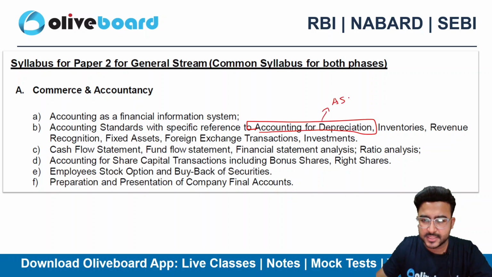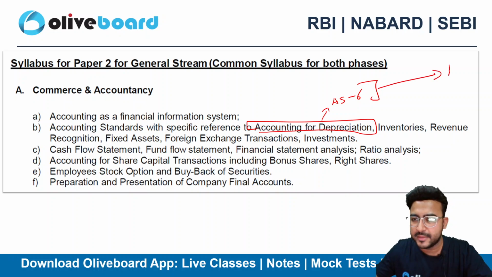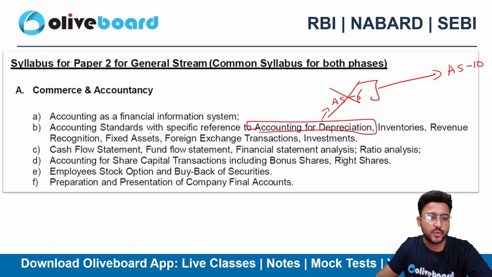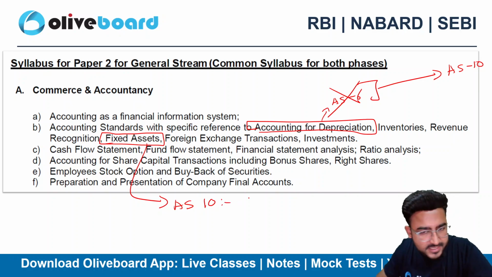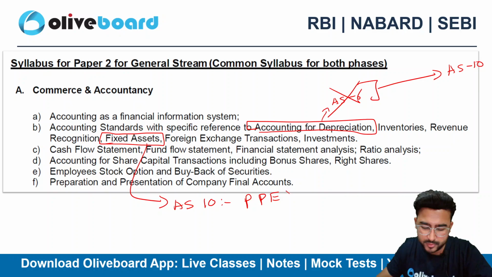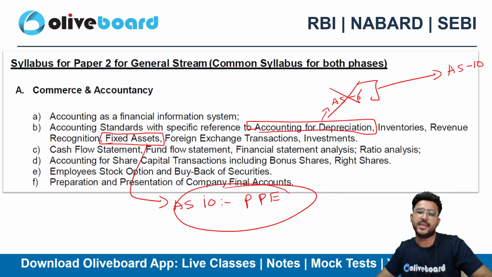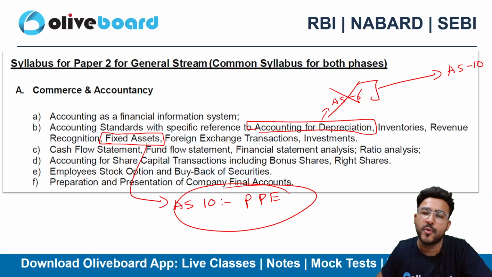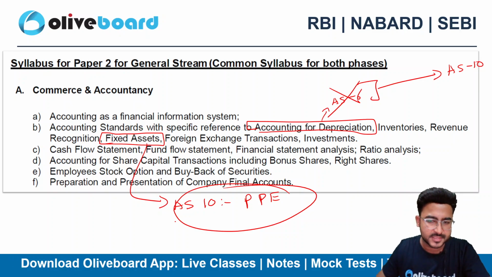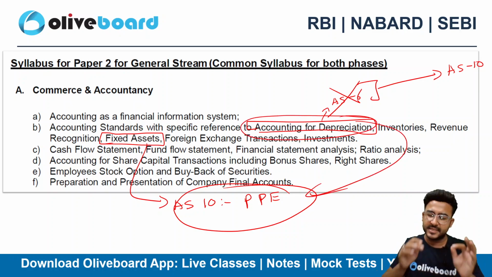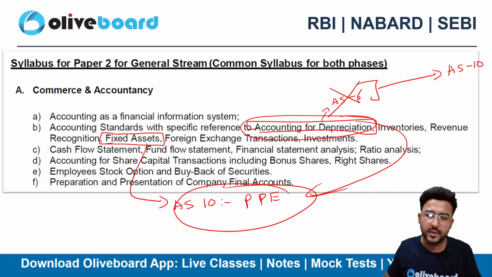This AS6, this used to be AS6, it's already merged in AS10 and AS6 is no more, right? So you already will be studying the accounting for depreciation in your AS10, which is not fixed assets as of now. It is property, plant and equipment. Do remember it. This is property, plant and equipment. AS10 is no more fixed asset. It is property, plant and equipment, right? So please do remember this thing. And they have already incorporated the concept of depreciation and accounting for depreciation in AS10. So AS6 is no more.